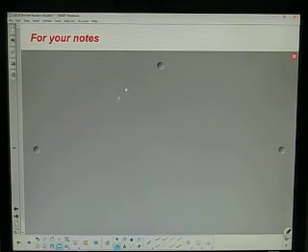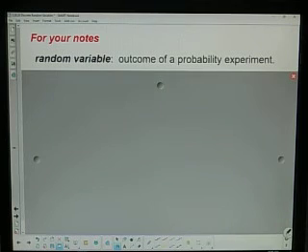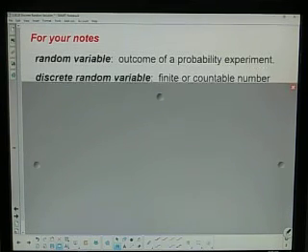Okay, for your notes, and again, I can't determine if you're writing this down or not. It's optional because I'm not going to check your notebooks anyway, but a random variable is the outcome of a probability experiment. Let me advise, by the way, to go ahead and take notes because we don't know if we're coming back. Okay, if we come back, you want to have your notes. Outcome of a probability experiment is a random variable.